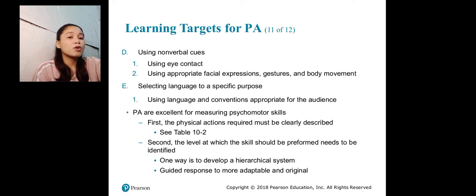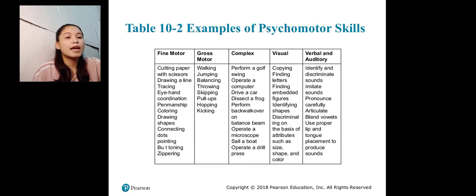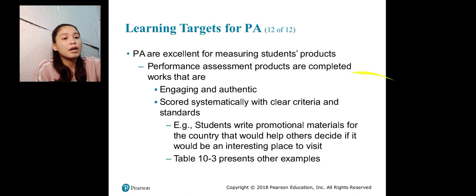Performance assessments are excellent for measuring psychomotor skills. First, the physical actions required must be clearly described. And second, the level at which the skill should be performed needs to be identified. One way is to develop a hierarchical system, from guided response to more adaptable and original. So this is an example of psychomotor skills: we have fine motor, gross motor, complex, visual, and verbal and auditory.